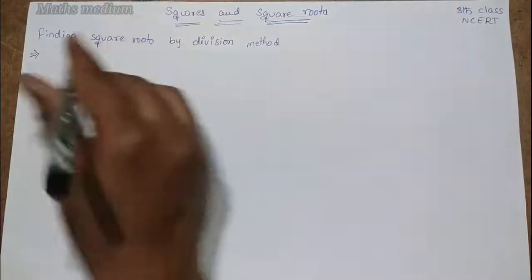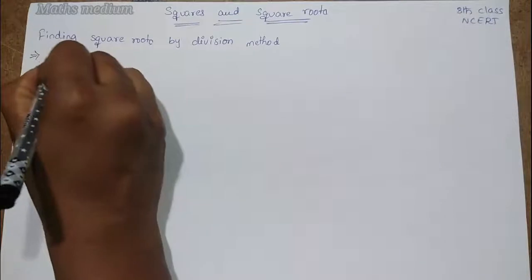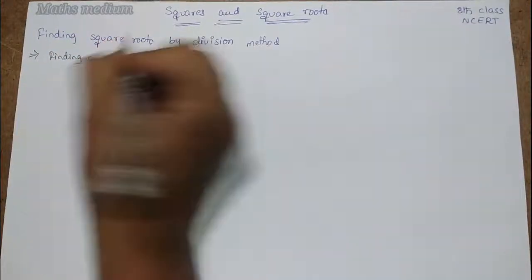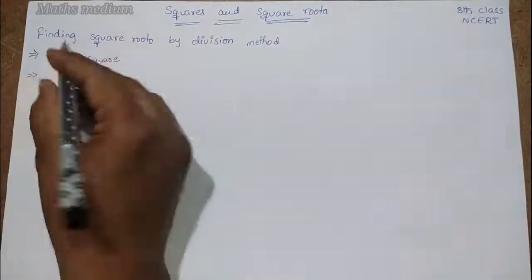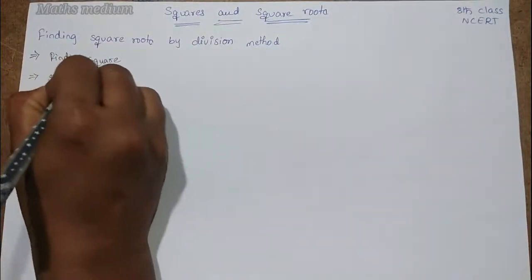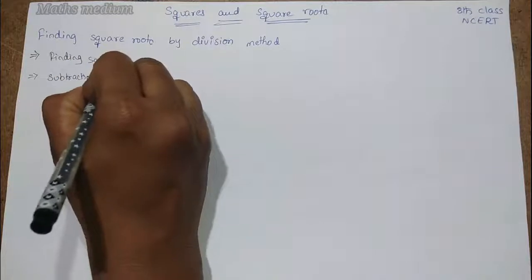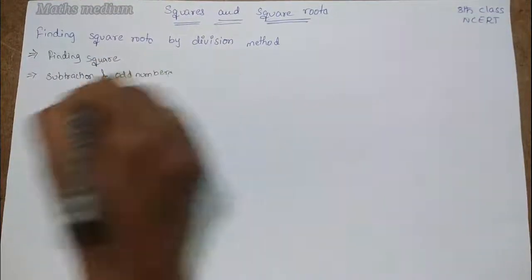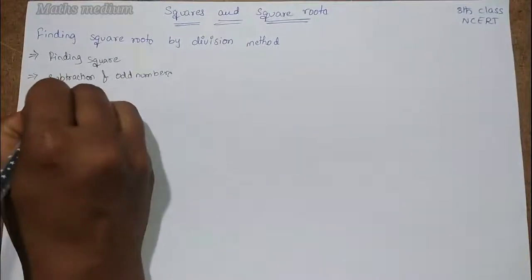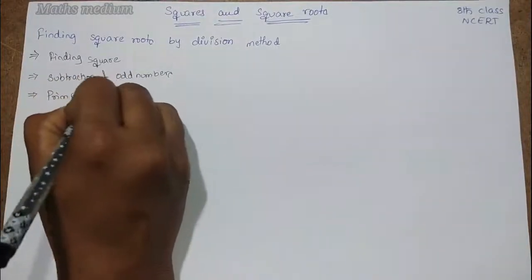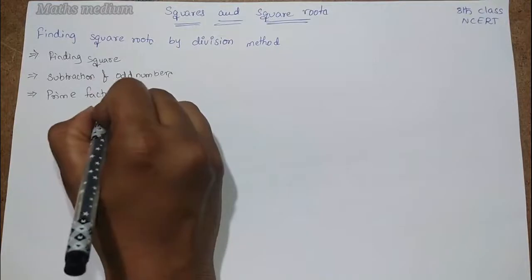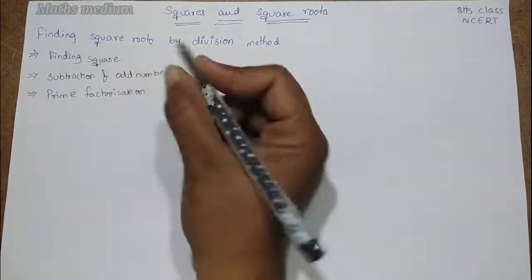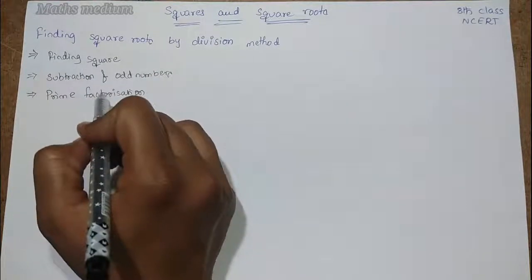We already know some methods for finding square roots. The easiest way is by using tables. The second one is subtraction of odd numbers, and the third one is prime factorization. We are familiar with these three methods, right?